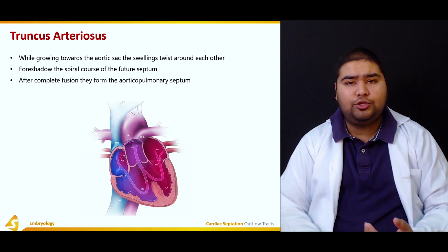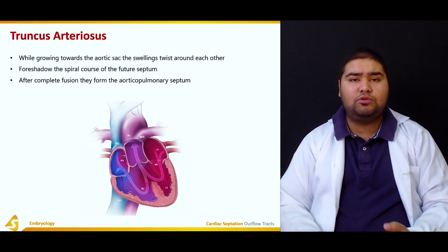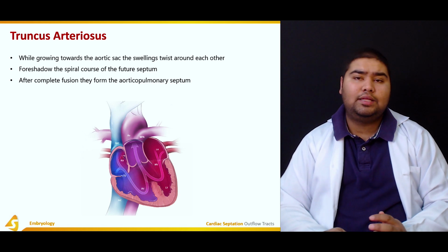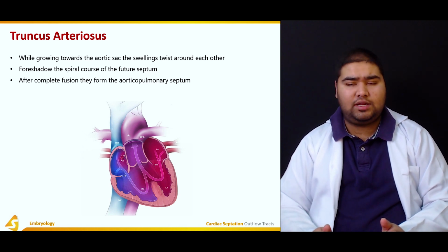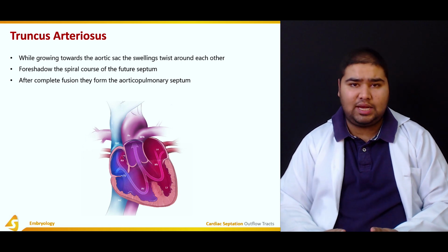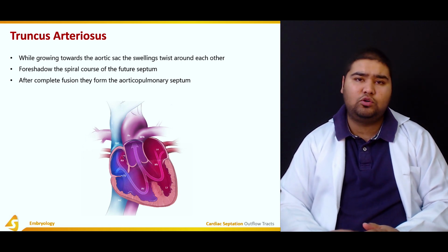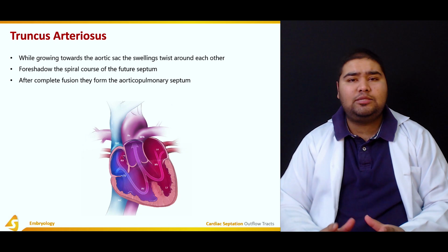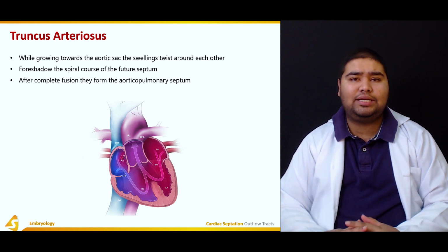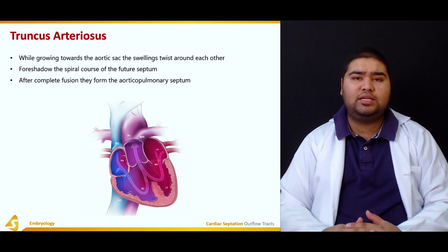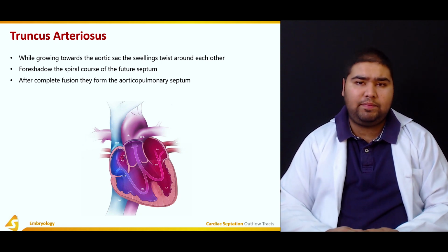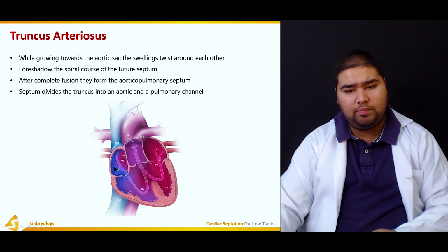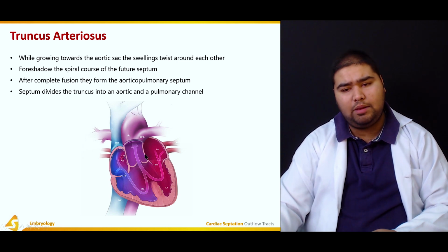So recapping, two swellings appeared in the truncus arteriosus, one a right superior swelling and the other the left inferior swelling. Both of them tend to grow distally. However, the right grows towards the left and the left grows towards the right. Now, after that, they fuse with each other and they spiral around each other to form the adult septum, which separates the developing aorta and the pulmonary trunk. So this septum divides the truncus into an aortic component and a pulmonary component.